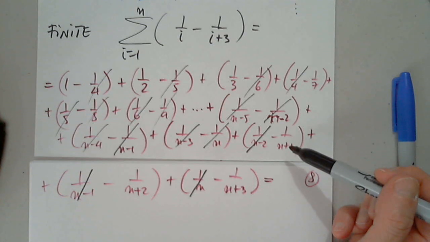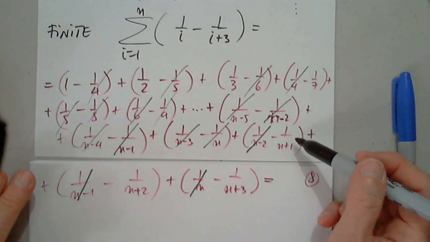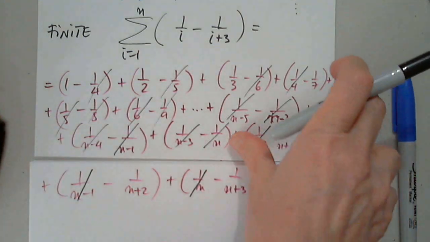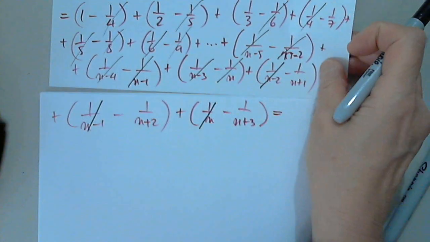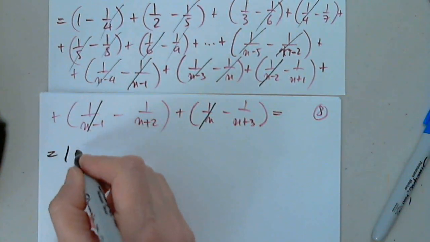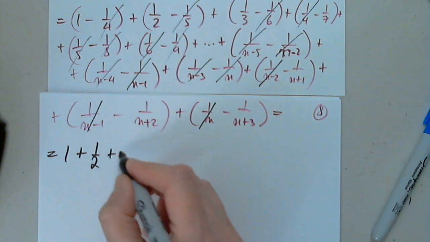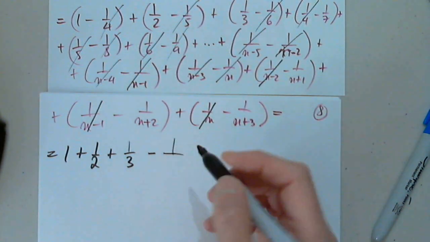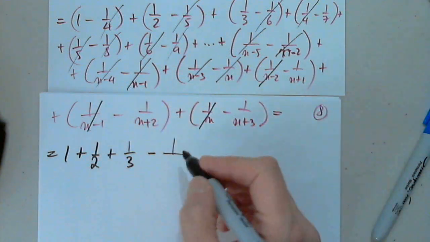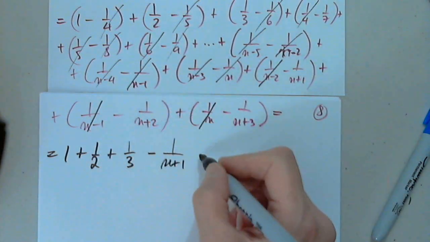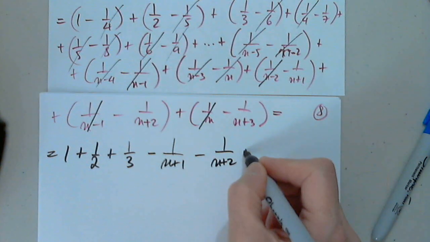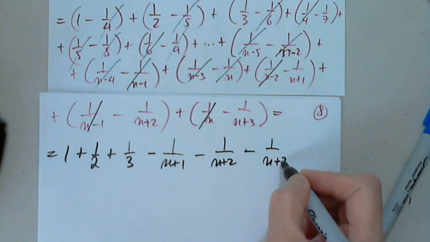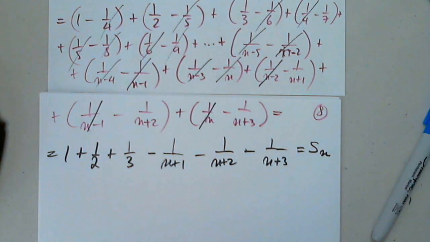Negative 1 over n plus 1 will stay, and this will stay, and this will stay. Yes. So we have 1 plus 1/2 plus 1/3 minus 1 over n plus 1 minus 1 over n plus 2 minus 1 over n plus 3, and this is, of course, the partial sum.